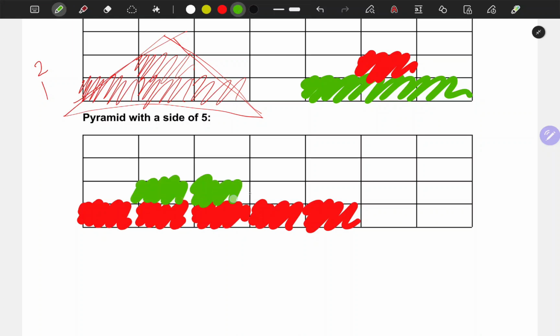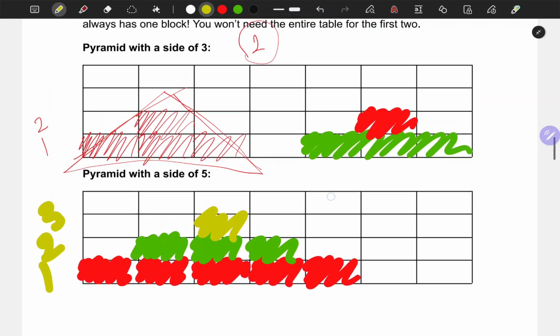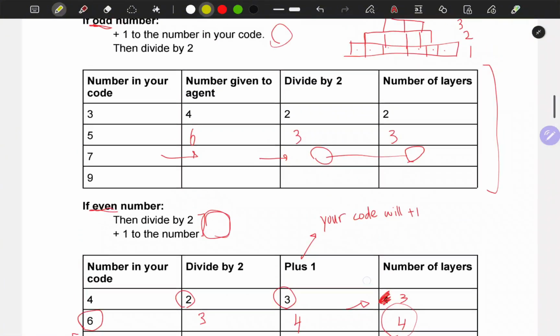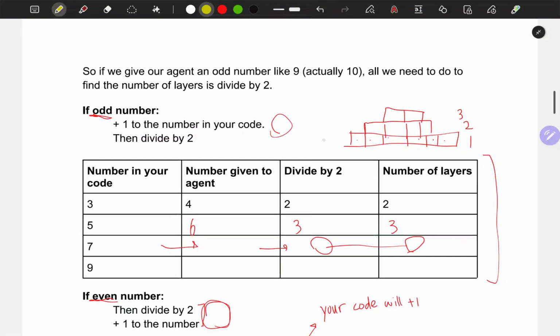One, two, three. We have this here. One. Right, so now we have a pyramid with a layer number of three. If we follow our formula for a side length of five, which is an odd number, we go back and find an odd number. Here we go. We had a side length of five. So we do 5 plus 1 equals 6, and then 6 divided by 2 equals 3. You can see that that is the correct number because we already did it right there.